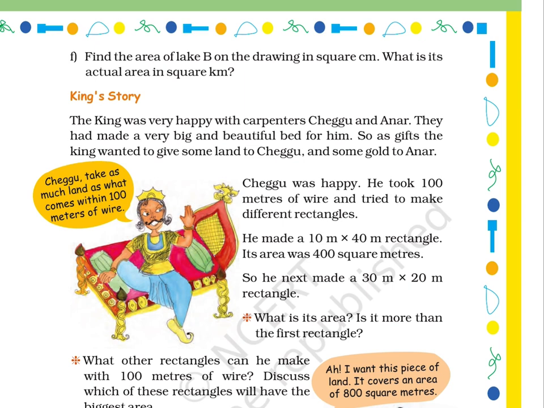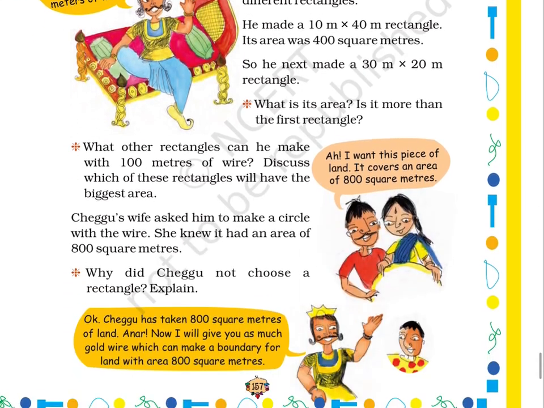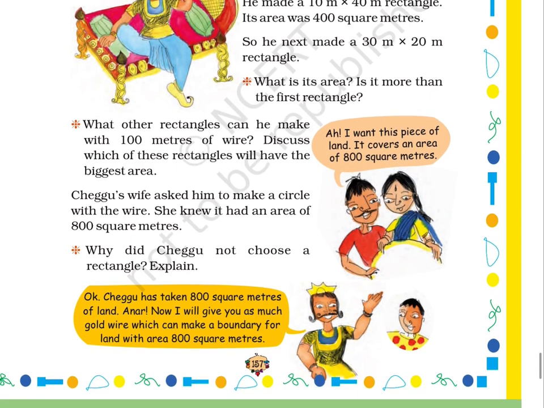Cheggu was happy. He took 100 meters of wire and tried to make different rectangles. He made a 10-meter by 40-meter rectangle. Its area was 400 square meters. So he next made a 30-meter by 20-meter rectangle. What is its area? Is it more than the first rectangle? What other rectangles can he make with 100 meters of wire? Discuss which of these rectangles will have the biggest area.